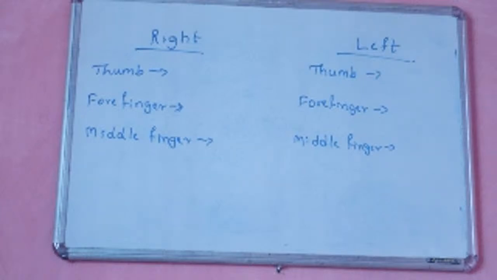So don't comment only motion or magnetic field. Just write which finger shows which. So Akash commented that the thumb represents current. That is the wrong answer. The thumb represents the direction of motion of the conductor.